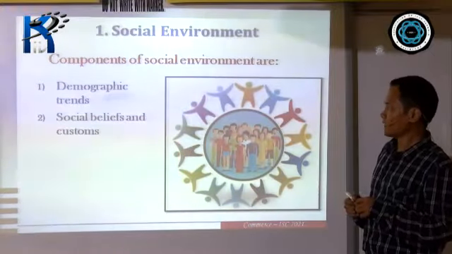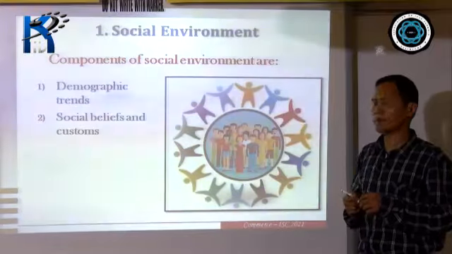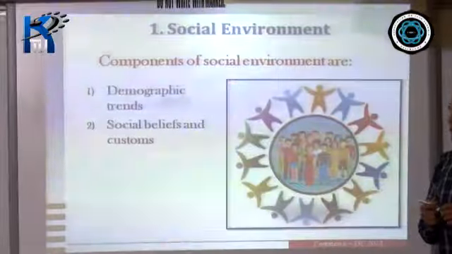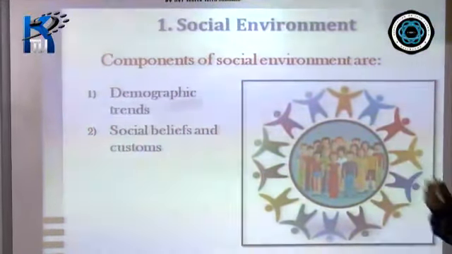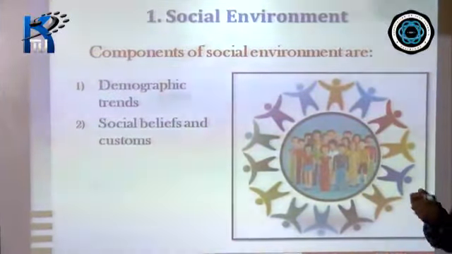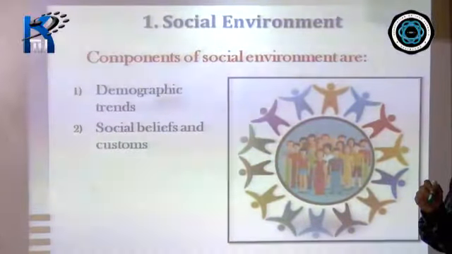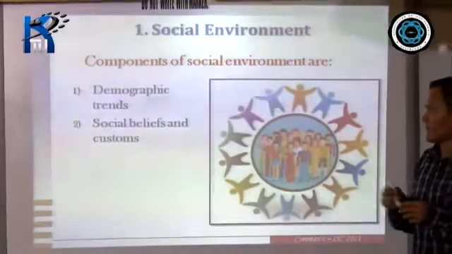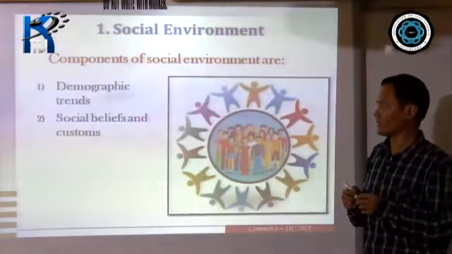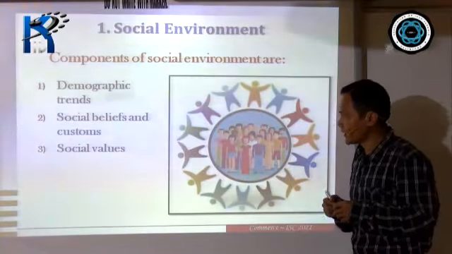The second component is social beliefs and customs. Social beliefs means the enduring perception of the people, and custom means the patterns of social interaction or engagement. Beliefs means how people take a particular thing and understand it, and custom is related to the way people interact or behave in the society. Next component is social values.